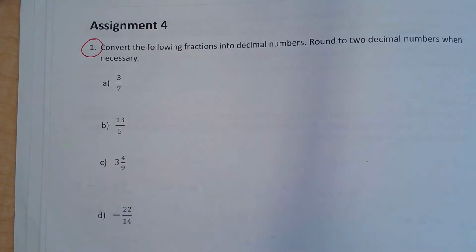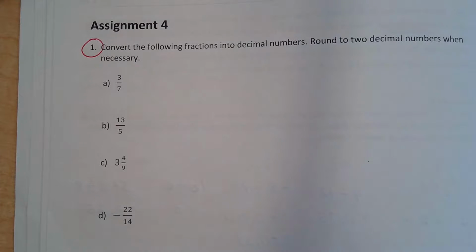So looking at question number 1A, it says there are 3 sevens, so that means there are 7 equal parts, and we're only looking at 3 out of the 7. 3 out of the 7, that's 3 sevens. So how do we convert this into a decimal?